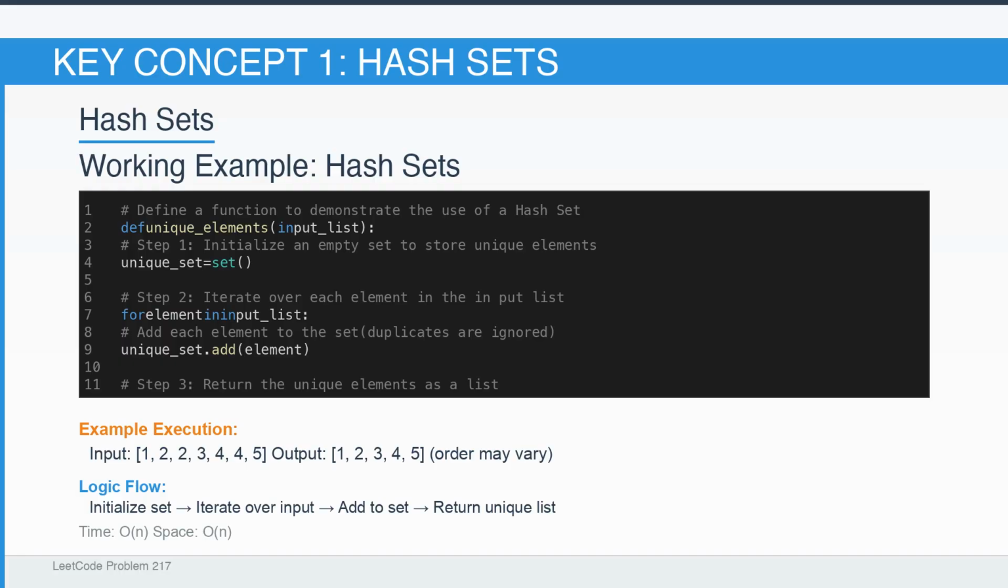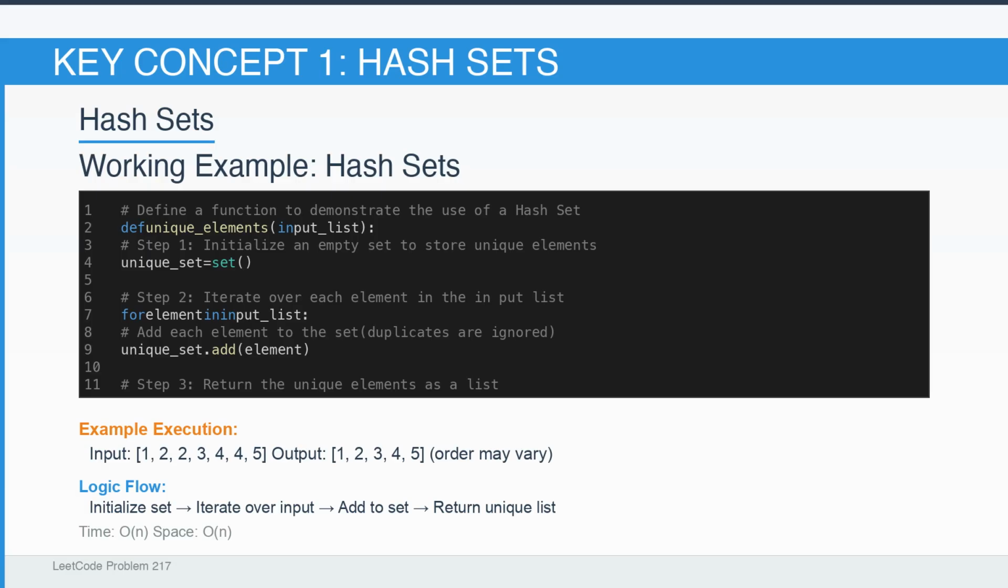Let's dive into the function defined here to demonstrate how a hash set works. The goal of this function, unique elements, is to extract unique elements from a list. First, we initialize an empty set called unique set. Think of a set like a special container where duplicates don't exist. If you try to add something that's already in it, the set just ignores it. Next, we loop through each element in the input list. For every element, we attempt to add it to our unique set. If the element is already there, it won't be added again, ensuring that our set only keeps unique values.